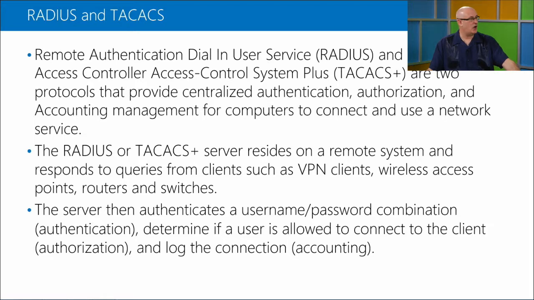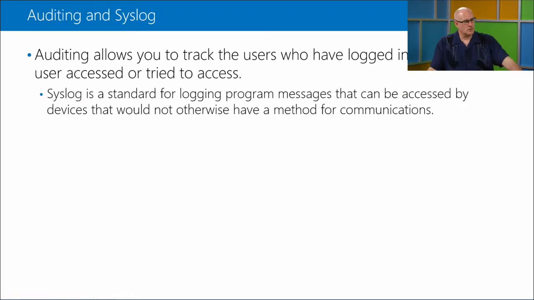connect to the client (authorization), and then logs the connection through auditing, which is accounting. Auditing allows you to track the users who have logged in and what the user accessed or tried to access. Syslog is a standard for logging program messages that can be accessed by devices that would not otherwise have a method for communication. Auditing can kind of be a double-edged sword.